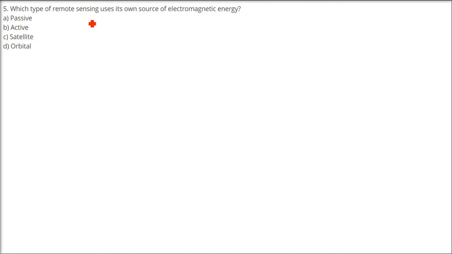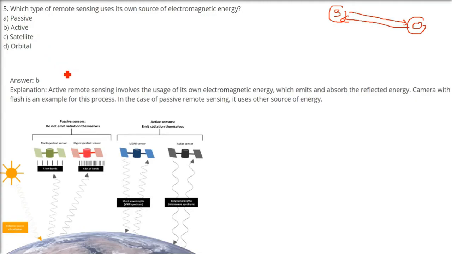Some of them use their own source of electromagnetic energy, EM waves. Some of them do not use their own. So the source is sending its own energy and accepting the reflection coming from that source, and the passive one doesn't send it. So active remote sensing is usage of its own electromagnetic energy, which emits and absorbs the reflected energy. For example, a camera with a flash. It flashes, and when it comes back, that is recorded.